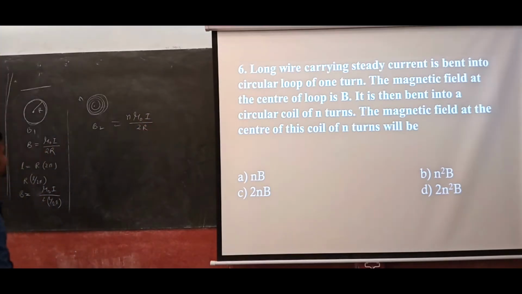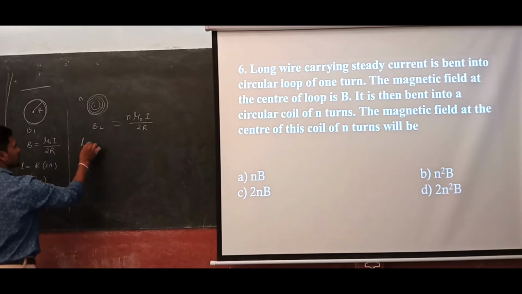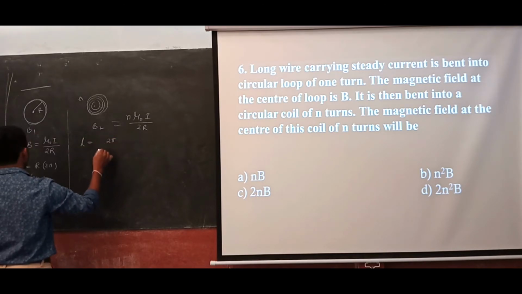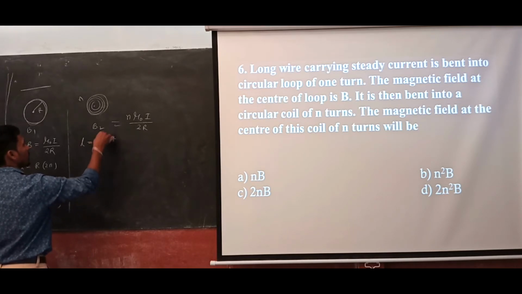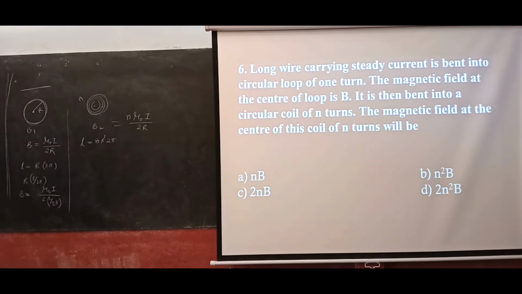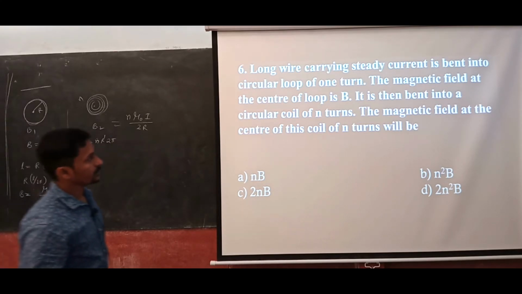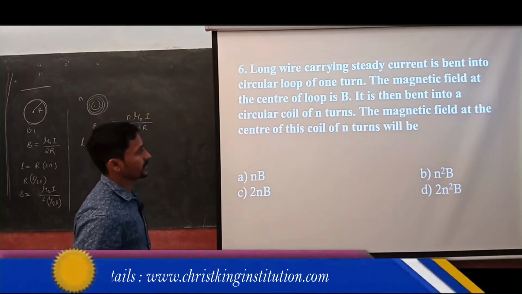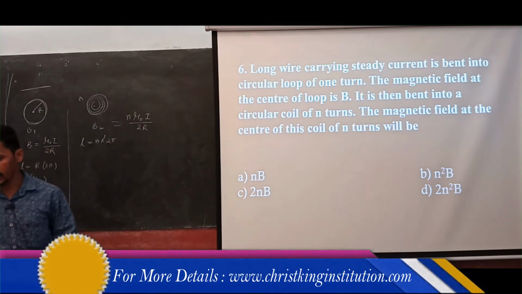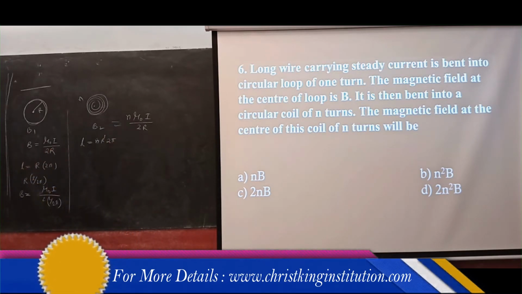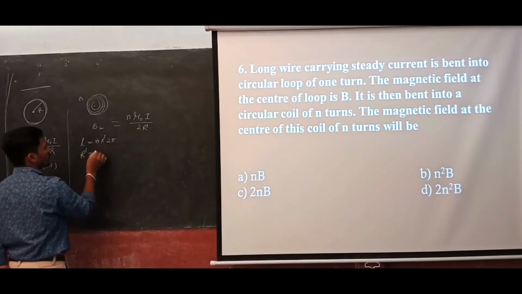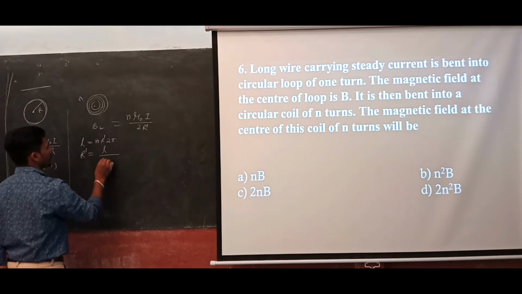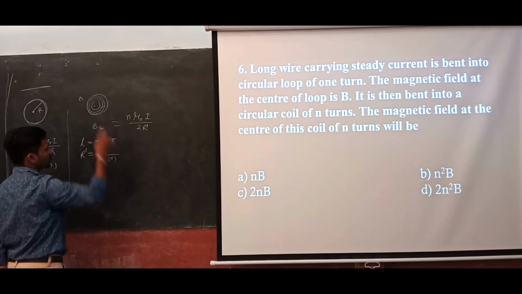But what is r? L is equal to 2 pi into r, n times, and r is no longer r, it is r dash, because the radius is not the same. What I have told is that it is then bent into a circular coil of n turns. So definitely it is r dash. So r dash will be how much? Which is equal to L divided by n times 2 pi.